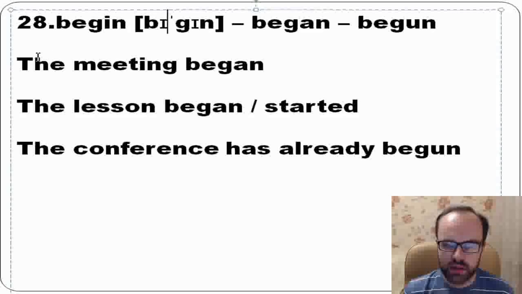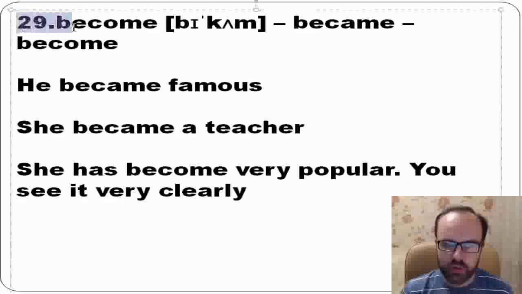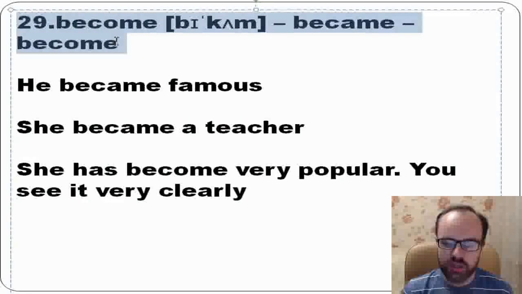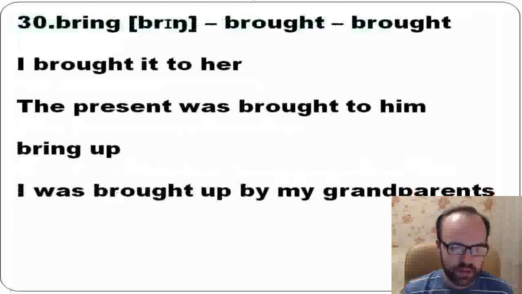The meeting began. The lesson began, or the lesson started. So begin and start are similar verbs, but begin sounds more formal. The conference has already begun. Become, became, become. He became famous. She became a teacher. She has become very popular. You see it very clearly, so there is some connection with the present. So you use present perfect.